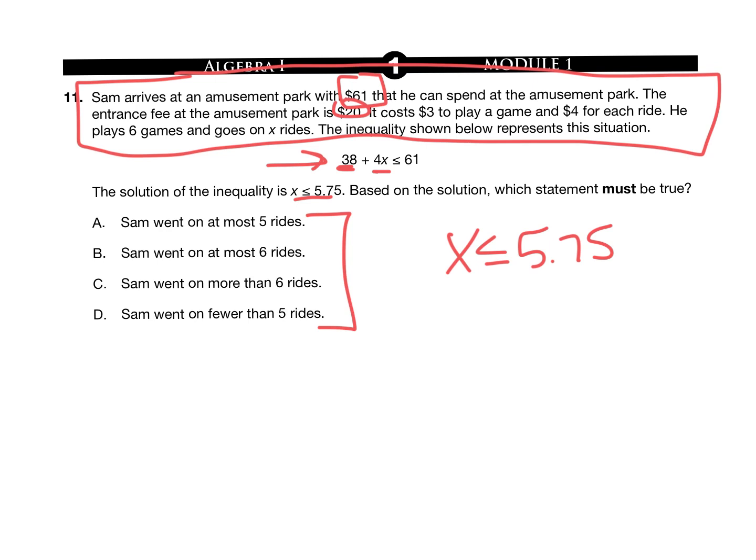You have to interpret that when you read these. So you have to stop and think, well, again, if you look at this problem, x is representing the number of rides. So when we're saying this, it makes sense that his number of rides has to be less than or equal to 5.75. Well, there's no way he can ride 0.75. So basically, he needs to ride 5 rides or less. So when you go through and you read these statements, the only one that makes sense and matches up with that 5 rides or less would be option A. He went on at most 5 rides.